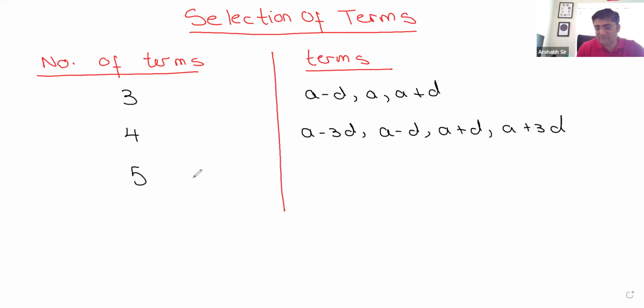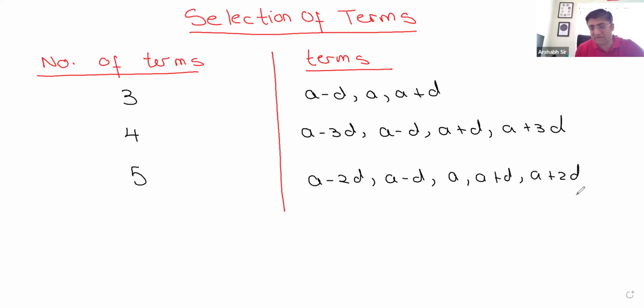And if you have to take 5 terms, it rarely comes, but you should know: A minus 2D, A minus D, A, A plus D and A plus 2D. 2 years ago, a question came in IIT on selecting 5 terms in AP, and this same trick had to be used. Is this clear? Make a note of this, children, and then I'll show you some questions based on this concept.